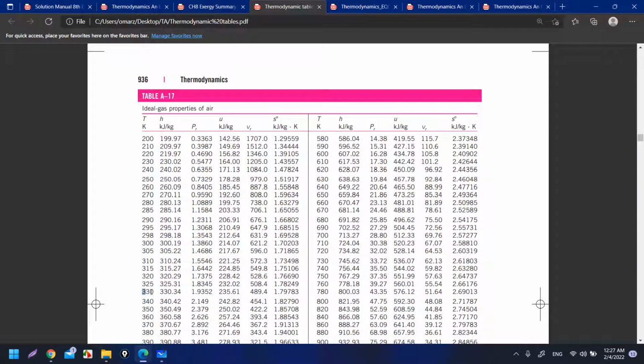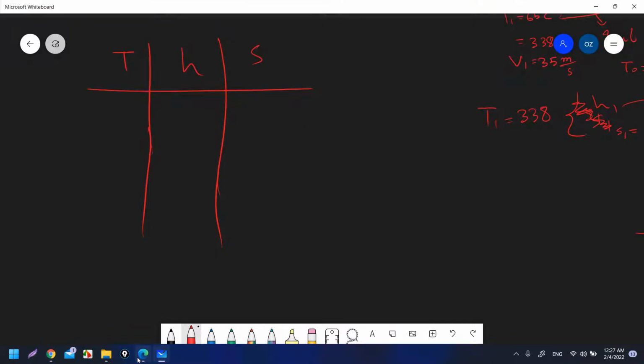my temperature is between 330 and 340. So 330, my temperature is 338, and the highest temperature is 340. That is 330.34 H1, and this one is 340.42. And for S, it is 1.71865 if you see the table, and this one is what? I need to find, I am getting now S naught.